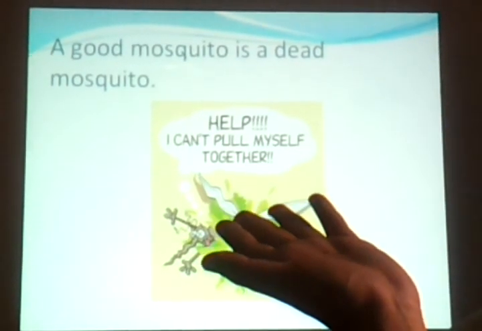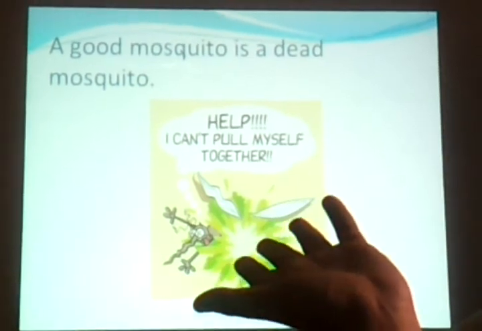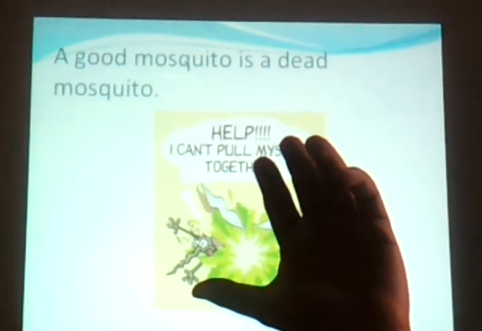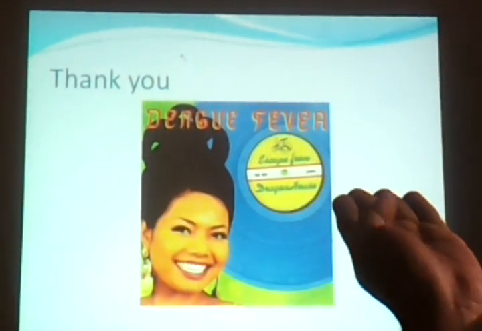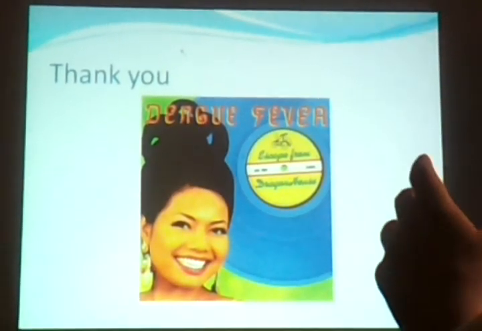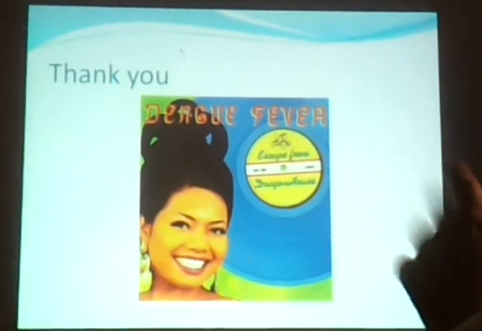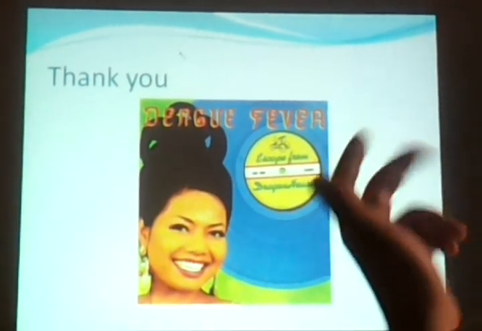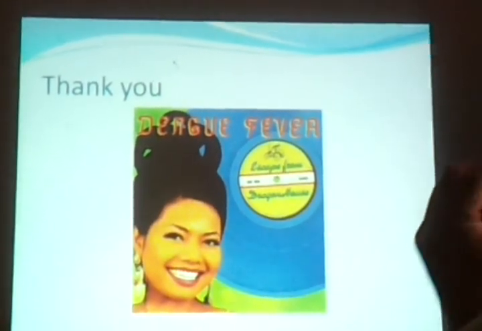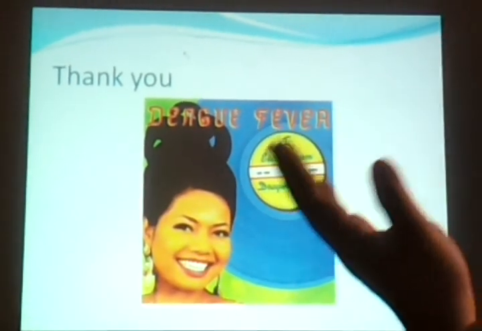So we all know a good mosquito is a dead mosquito. No mosquito, no dengue. This picture is of a band in Brazil. They call themselves Dengue Fever. I don't know why. Because this lady, 3 of her children died of dengue. When she became a singer, she dedicated her songs to dengue fever research. Any questions? Okay, we go home now.